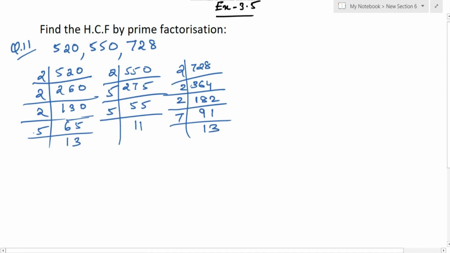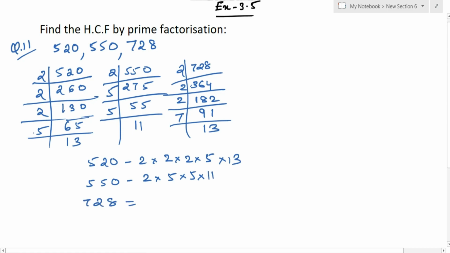So we'll write down all the prime factorizations. First, 520 is 2 into 2 into 2 into 5 into 13. The prime factorization of 550 is 2 into 5 into 5 into 11. And the prime factorization of 728 is 2 into 2 into 2 into 7 into 13.